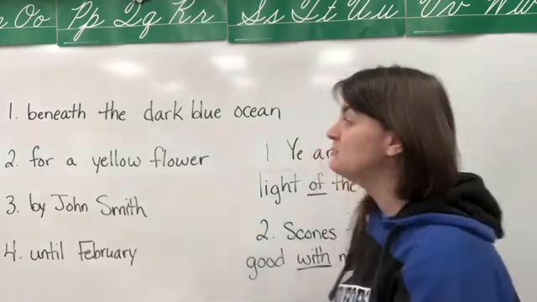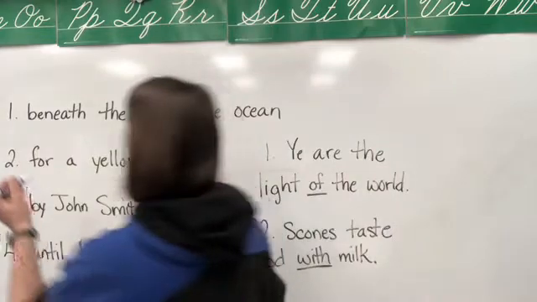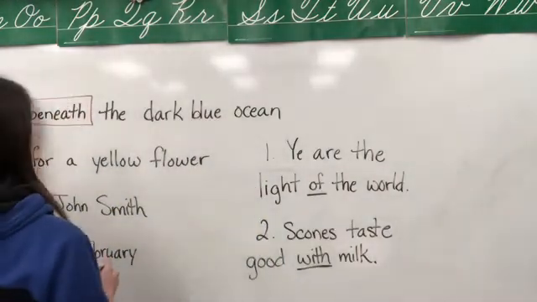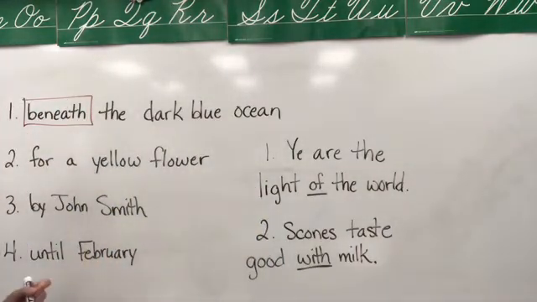That's right, it's the word beneath. So I'm going to put a box around this word beneath. So I've boxed the word beneath. Now what the paper wants you to do is to go ahead and circle the object of that prepositional phrase.